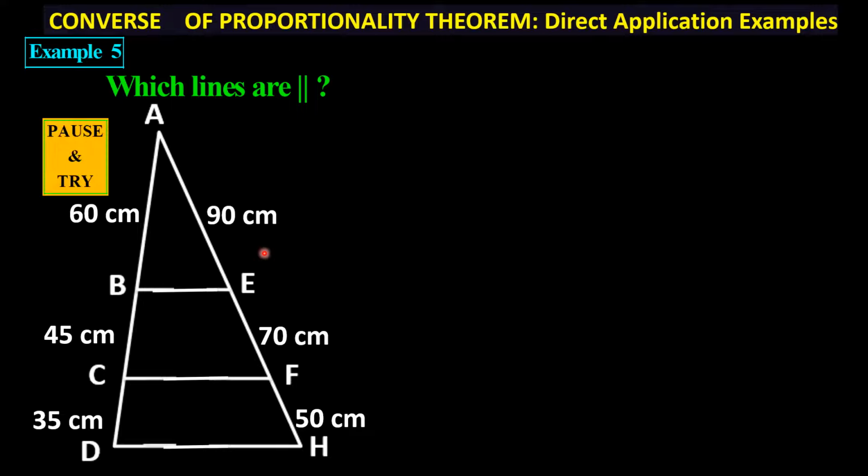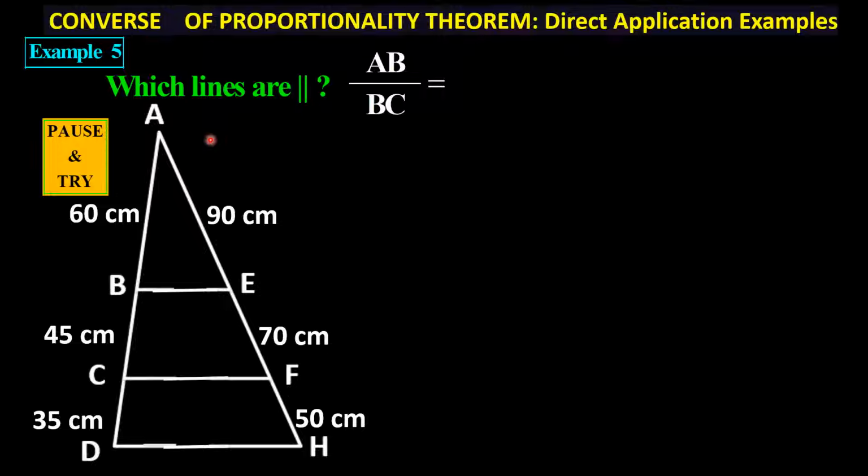Now you are given a chance there. Let's give you 4 minutes to determine which lines are parallel to each other. Is BE parallel to CF, or is CF parallel to DH, or is BE parallel to DH? We'll just give you a chance there. 4 minutes should be more than enough. So let's try this.